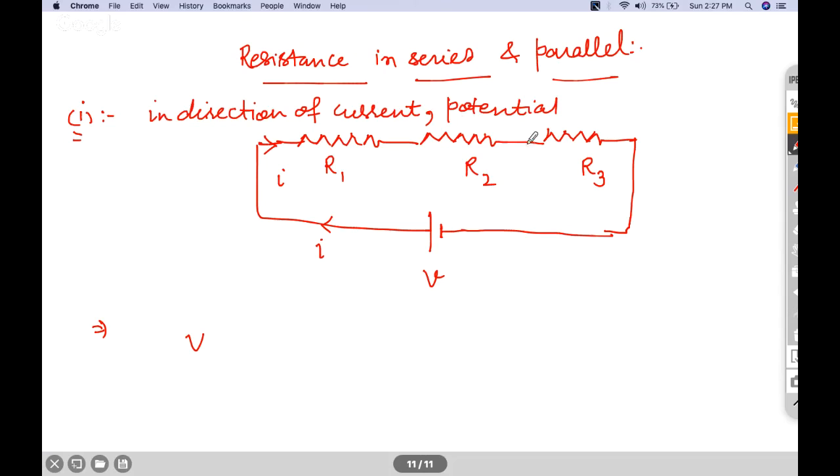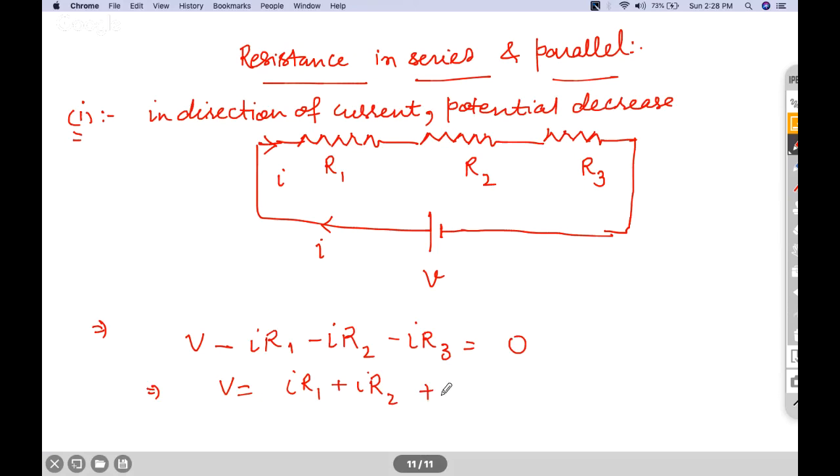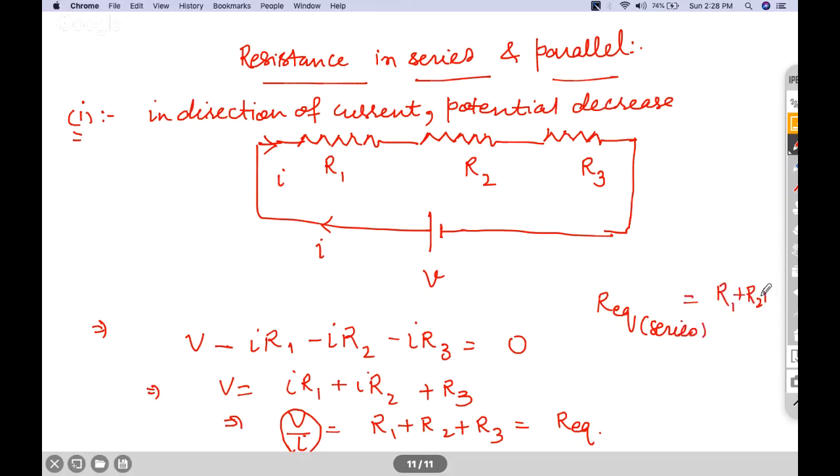Okay, good. Decreases. So potential decreases. So if I start from here, V minus what? How much would be the decrease here? I R1 minus I R2 minus I R3 is equal to 0. So V is equal to I R1 plus I R2 plus I R3. So V by I comes out to be equal to R1 plus R2 plus R3. And what is V by I? V by I is circuit resistance, the equivalent resistance. So I saw that equivalent resistance when it is in series is summation of all the resistors in series. So R1 plus R2 plus R3.